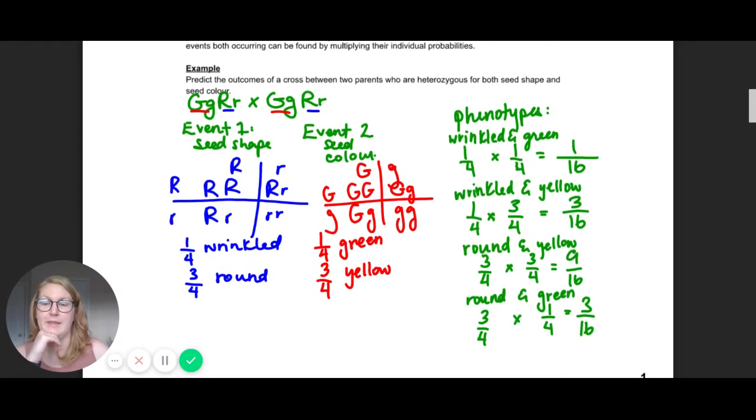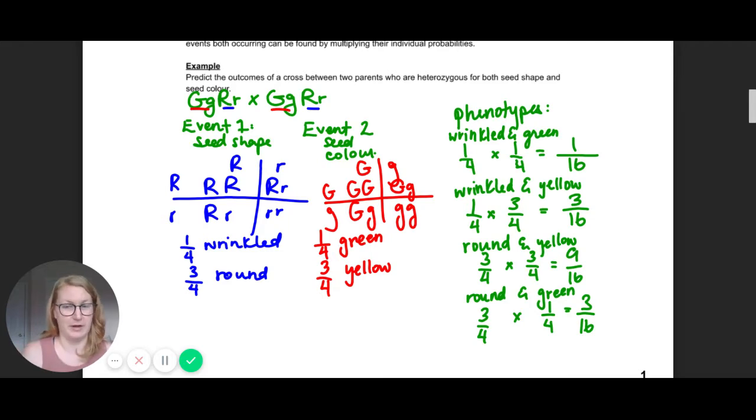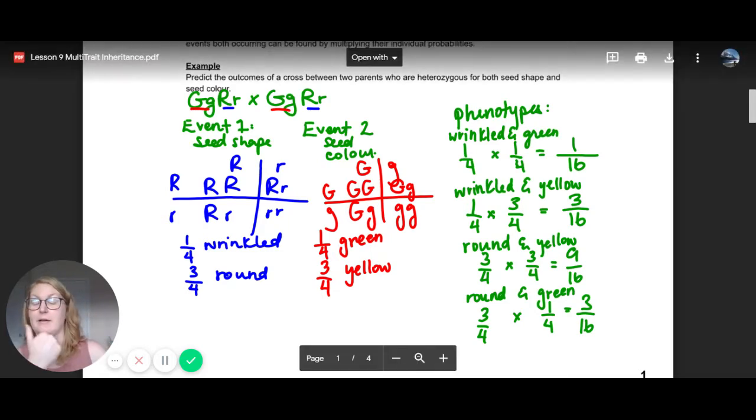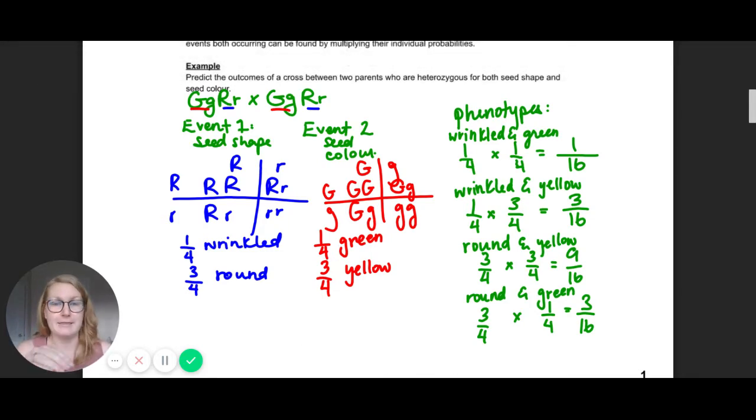So I end up with a 3-to-1 ratio of round to wrinkled, or I can write them as fractions. For this particular method, I find it easiest to put them as fractions. Some people like to put them as decimals. That's also fine. I would not choose to put them as a ratio here, and I'll explain why on the side, why I've chosen fractions as opposed to something else. But here, fractions or decimals is the way to go, okay?